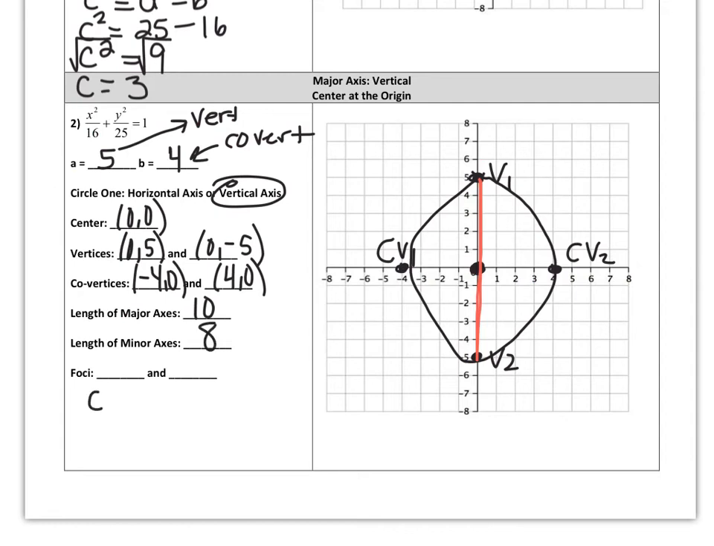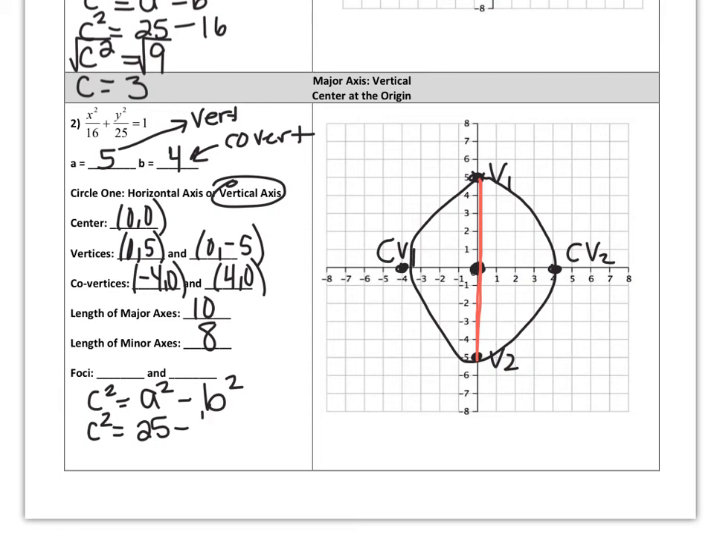And to find the c value, I'm going to use the formula, c squared equals a squared minus b squared. So c is what we need to find. My a is 5, so if I square it, I get 25.